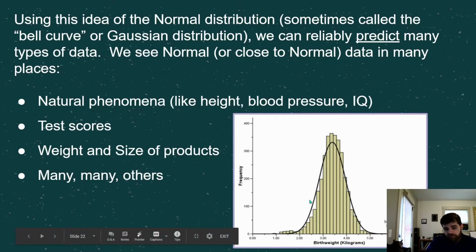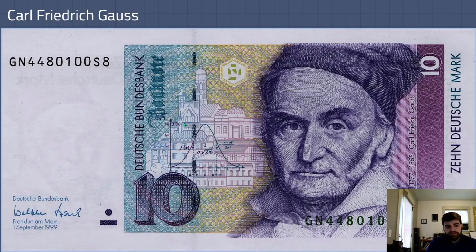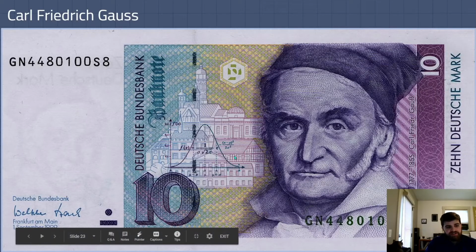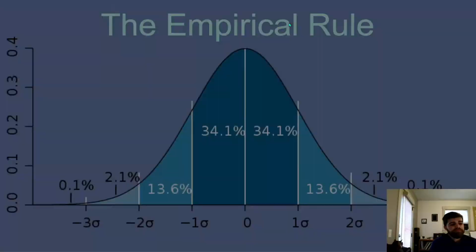And this data is not perfect, as you'll see with most data we call normal-ish, roughly normal. But it does fit pretty nicely under this curve, nice enough for us to make some pretty good predictions. The normal distribution is so fundamental to statistics that it was on the 10 Deutsche Mark banknote in Germany before they adopted the euro. You can see Gauss, the guy who invented this, and there's our normal curve. You can even see the equation there for a normal curve.